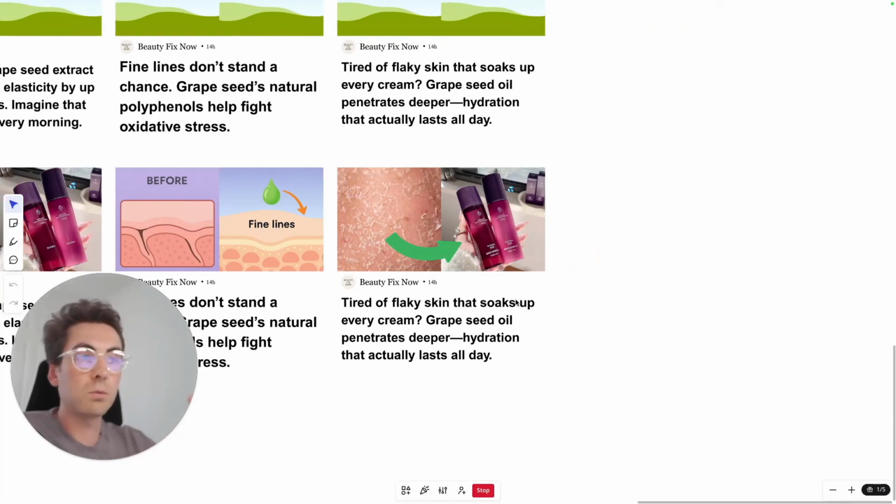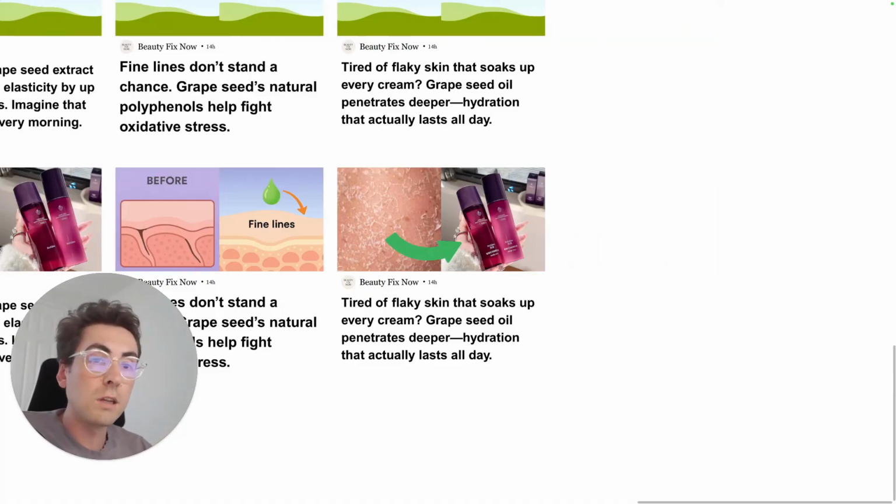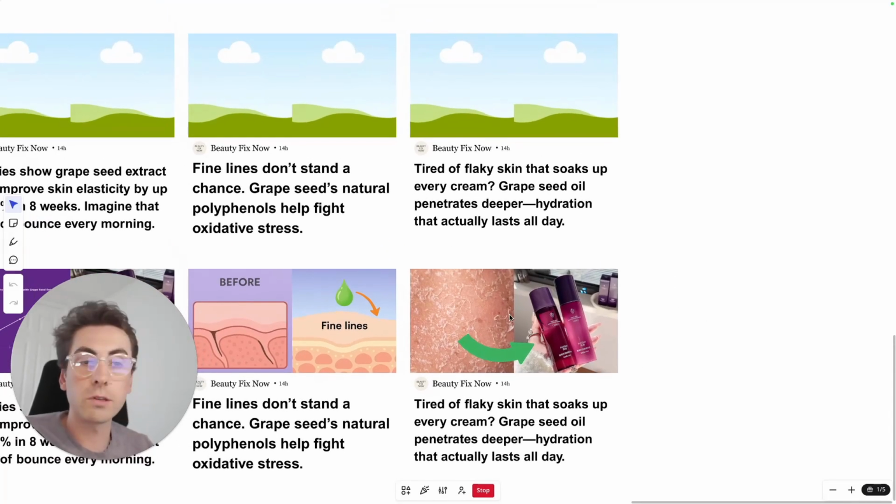And then lastly, this would be like a flaky skin angle. So I would have a listicle of like 5 reasons why grapeseed oil can help fight flaky skin or those battling flaky skin. Reason 1, reason 2, reason 3, reason 4, reason 5. These are ultra congruent funnels. They're working. And this is the secret sauce, you could say.